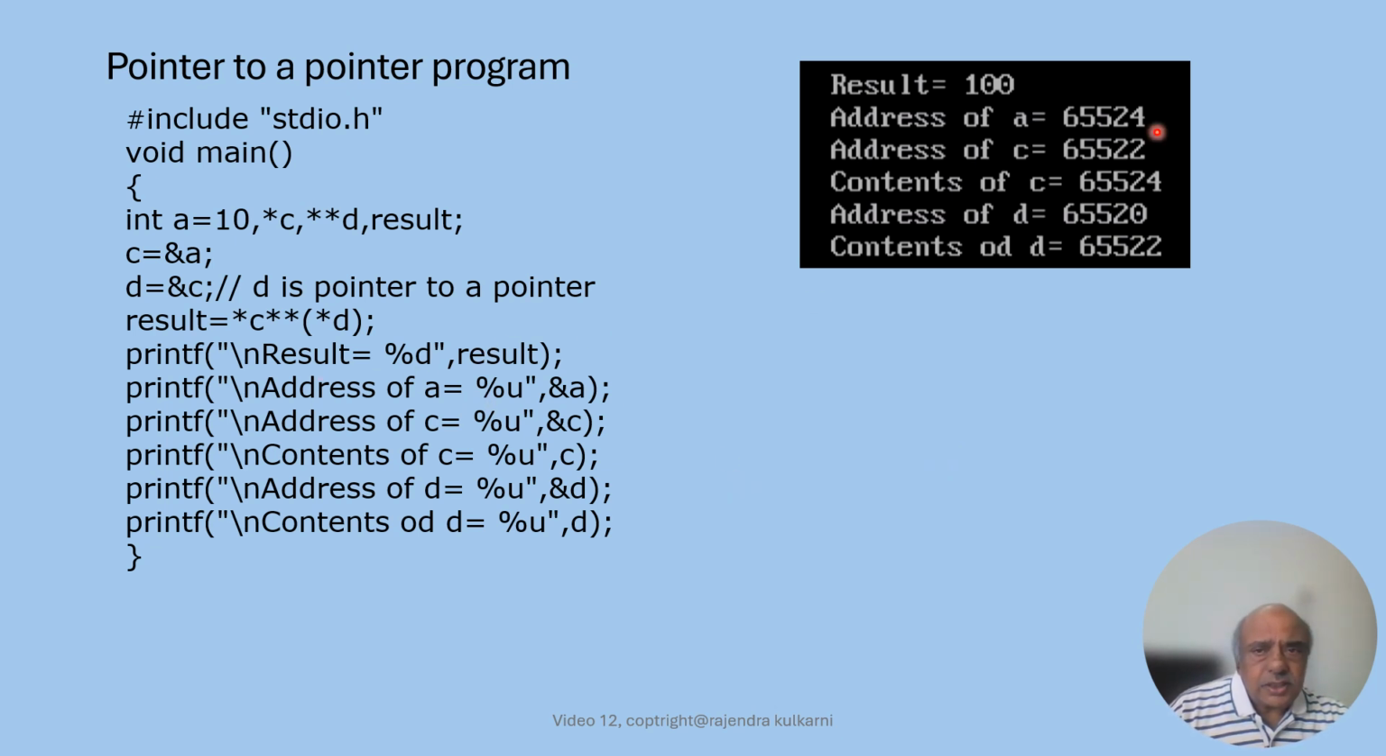Address of A 65524, address of C 65522. Contents of C is whatever is the assigned value to it. In this case, it is address of A. Naturally, it will be 65524. Address of D, D is stored in 65520. Contents of D, what we have assigned to D, ampersand C, which is the address of pointer variable C.